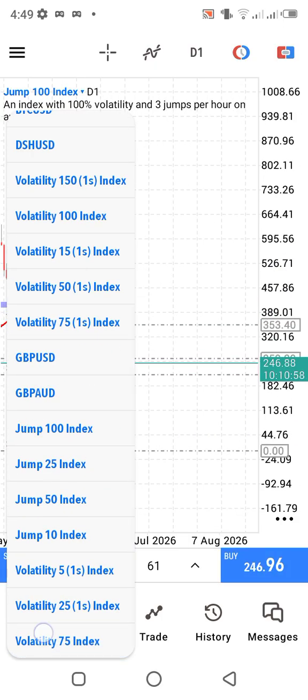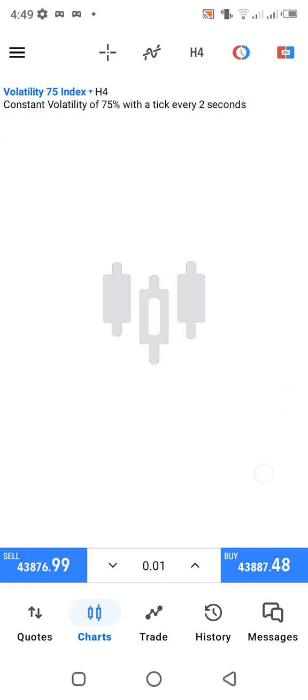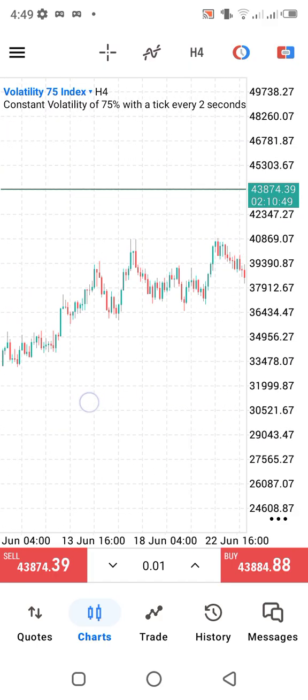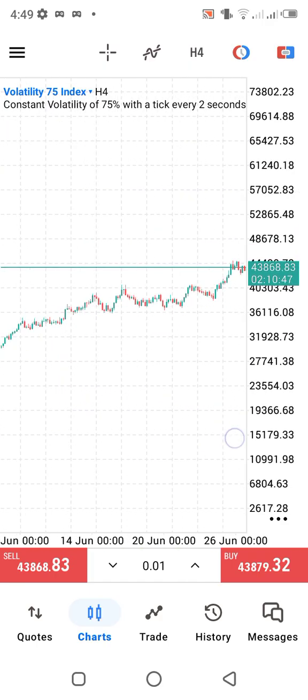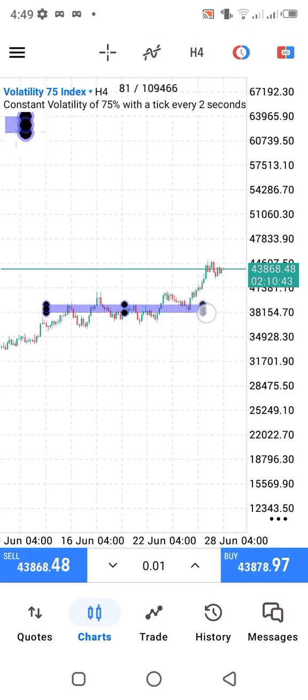Okay, so I think we have marked out all the pairs. Even if I go to the H4 on V75 index, I just want to look at the market structure, simple as that, nothing complicated, right? Because remember, the more you complicate, the more you reduce your chances, because consistency is about making the process simpler for you. You want to know when you get out and when you get in.